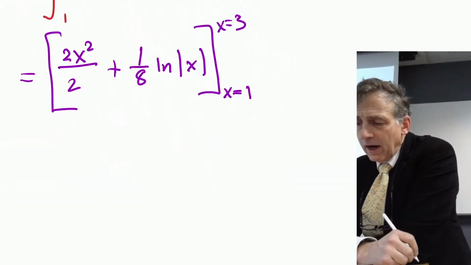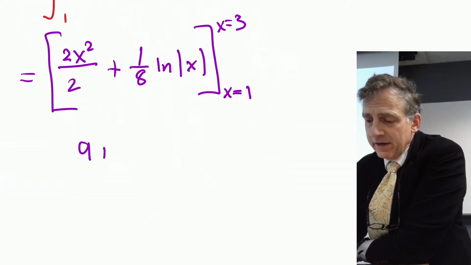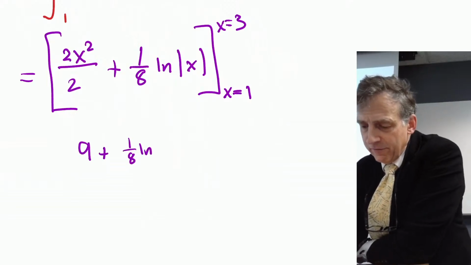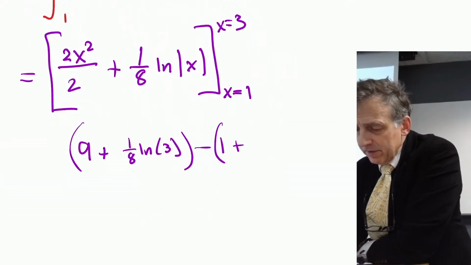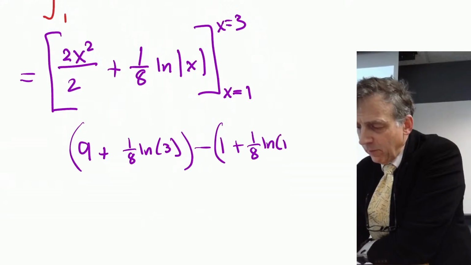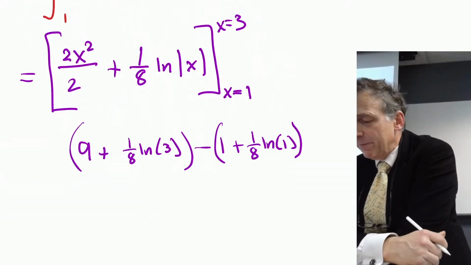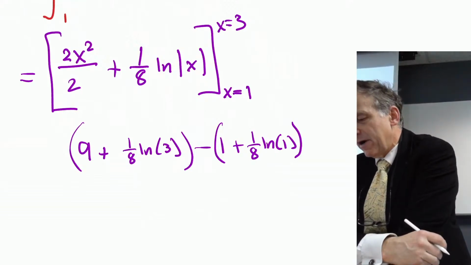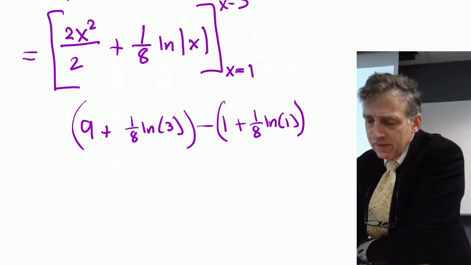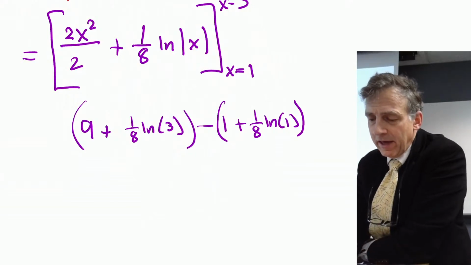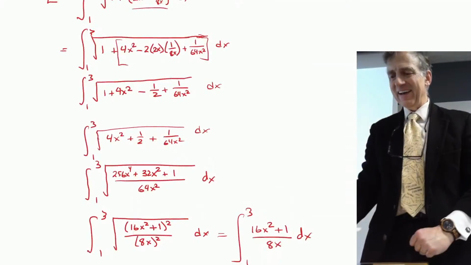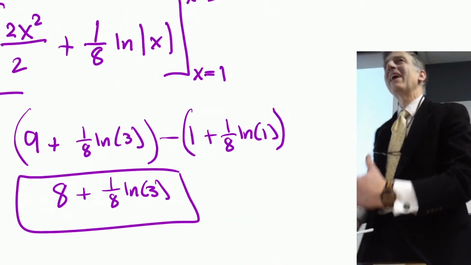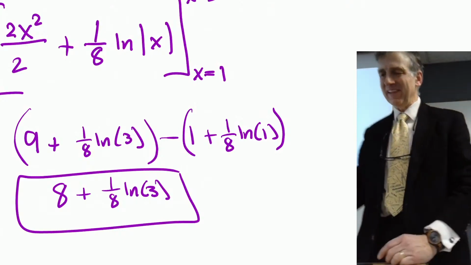Onward. Let's plug these things in. I get 9 plus 1/8 natural log of 3 minus 1 plus 1/8 natural log of 1. I suppose you could just box that up, but you should be a little embarrassed if you just box that up and leave it like that, because the natural log of 1 is 0, you should know that, and this becomes 8 plus 1/8 natural log of 3. Wow, that was so much work, wasn't it? Look at all that. But to me, I love it when things come out so nicely like this.